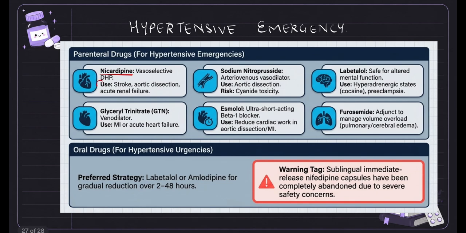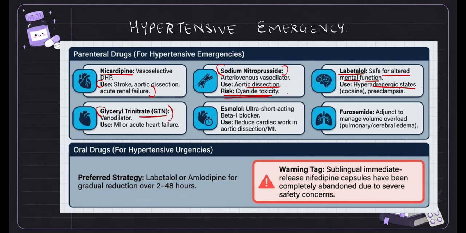For example, nicardipine is heavily utilized for strokes or acute renal failure. Sodium nitroprusside is incredibly effective for an aortic dissection, though you do have to monitor closely for cyanide toxicity. Labetalol is exceptionally safe for patients with altered mental function or hyperadrenergic states. That just means conditions where adrenaline is dangerously high.